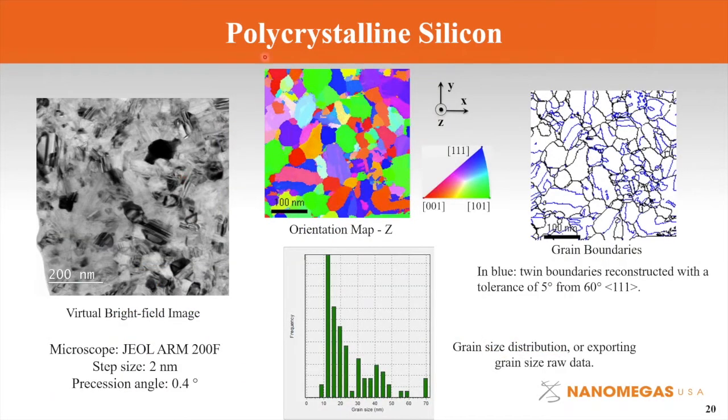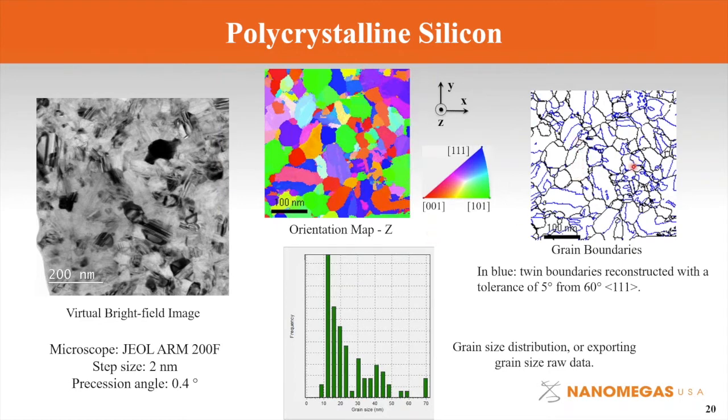So here's another example of an orientation map obtained from polycrystalline silicon. You can see the virtual bright field image generated during data acquisition. The contrast is pretty complicated here. The orientation map gives you a better idea of where the grains are and what the orientation is. But we can also obtain a lot more grain characteristics.